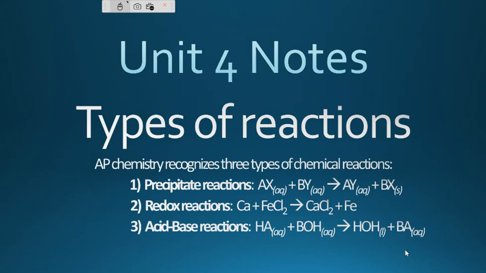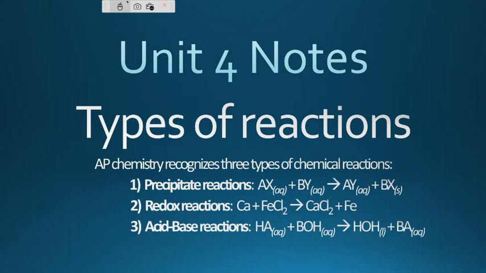And in AP Chemistry, things are a little bit different. We recognize three different types of chemical reactions. And don't worry when you see something that's a little bit different. When we talk about precipitate reactions, really what that's saying is we see things like right here. We're mixing two aqueous things to form a precipitate, or a solid.